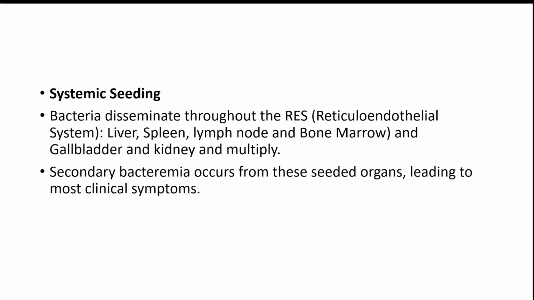After the transient bacteremia, the bacteria spread to different organs. They disseminate to the organs of the reticuloendothelial system, that is the liver, spleen, lymph nodes, and bone marrow, and also to other organs like the gallbladder and kidney, where they multiply. The clinical bacteremia is actually the secondary bacteremia, which occurs from the seeded organs. These organisms keep seeding the blood from these organs, causing secondary bacteremia and the clinical symptoms.